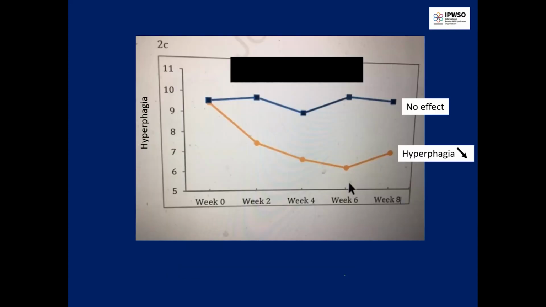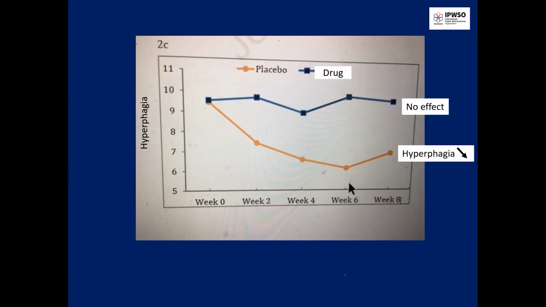So on this slide is another example that shows you the level of hyperphagia on the y-axis as a function of the clinical trial duration. And you can see here in the blue group, it looks like there's no effect of the treatment on hyperphagia, whereas there is a significant decrease of hyperphagia in this group indicated in orange. But contrary to what you may think, in fact, there is no effect in the drug-treated arm, whereas there is a significant effect in the placebo arm.